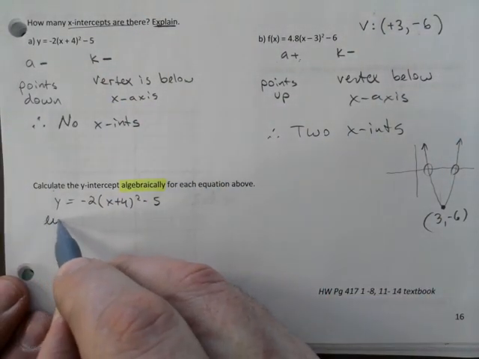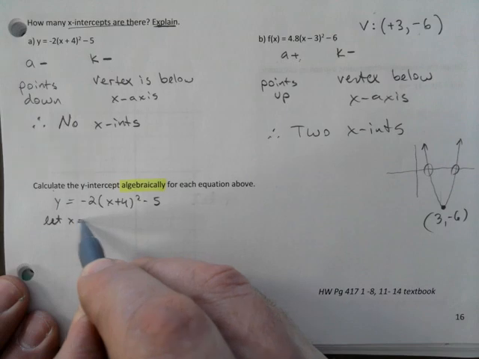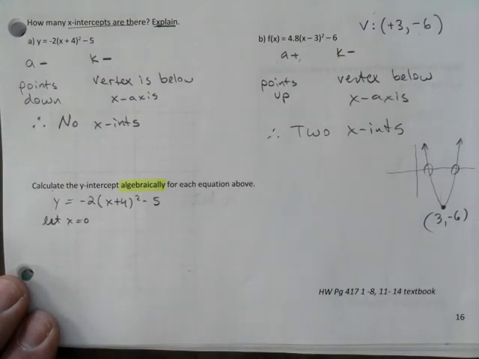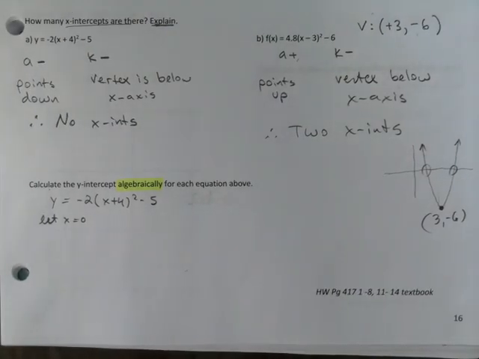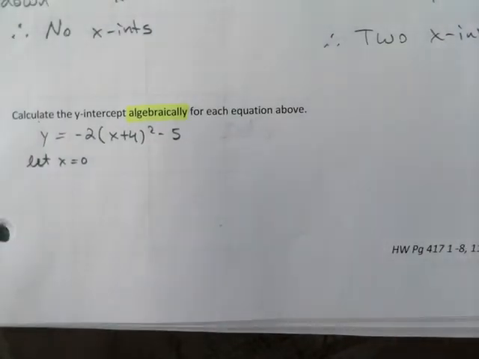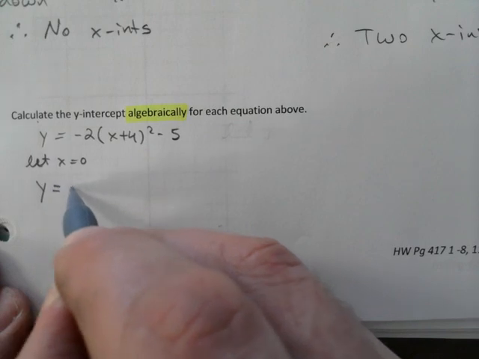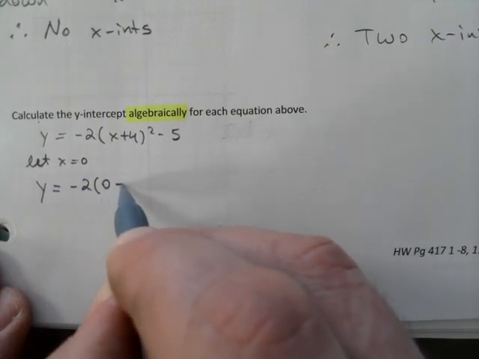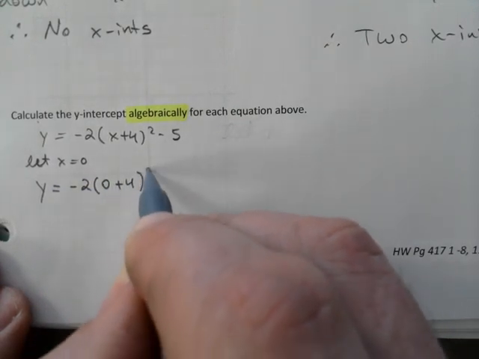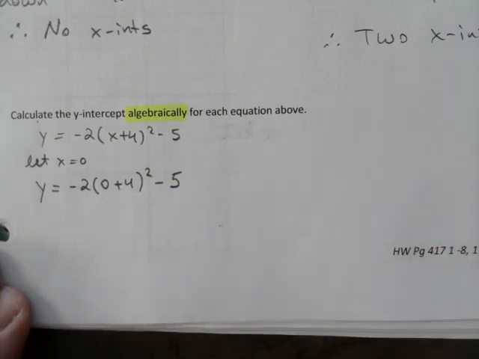But we let x equal to 0 because we know that when it's a y-intercept, x is equal to 0. Sorry, it's a bit small. I'm going to zoom into it. There we go. And so basically, you just have to show your algebra skills. So it's going to be -2 times (0 plus 4) squared minus 5.